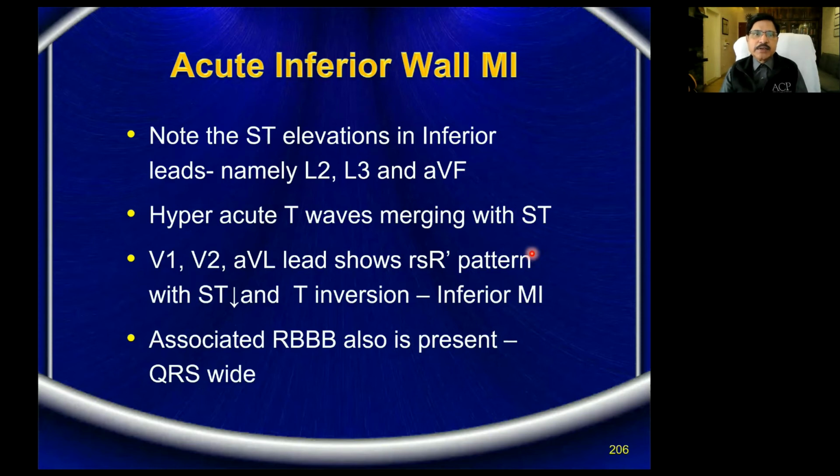Note the ST elevations in the inferior leads, namely L2, L3, AVF. We have seen that. Hyperacute T waves merging with the ST segment, that also we have noted. V1 and V2 leads show RSR pattern and ST depression with T inversion, inferior myocardial infarction. Associated RBBB is also present with the wide QRS complex. That's what we have seen there.